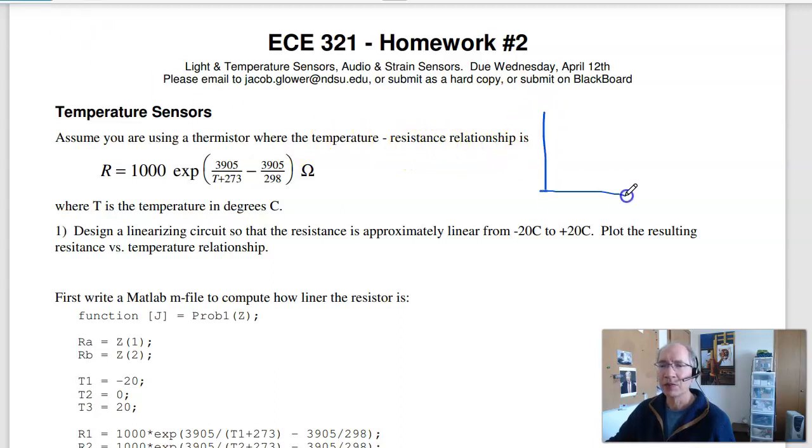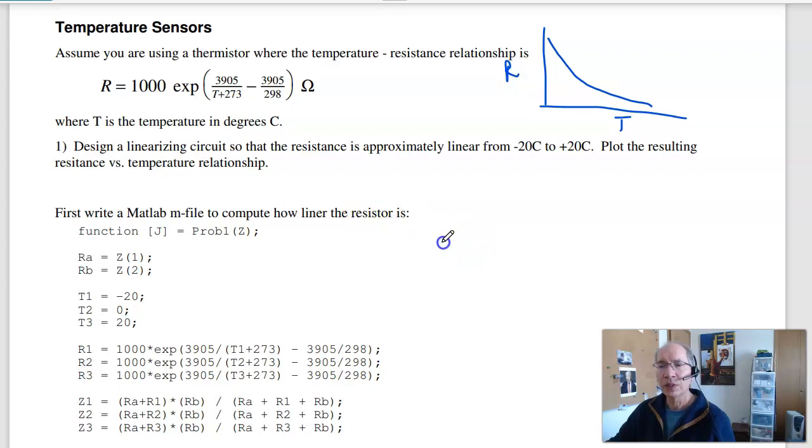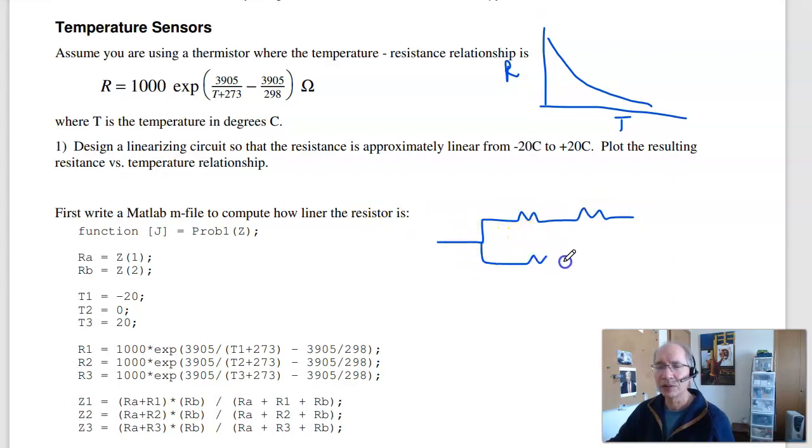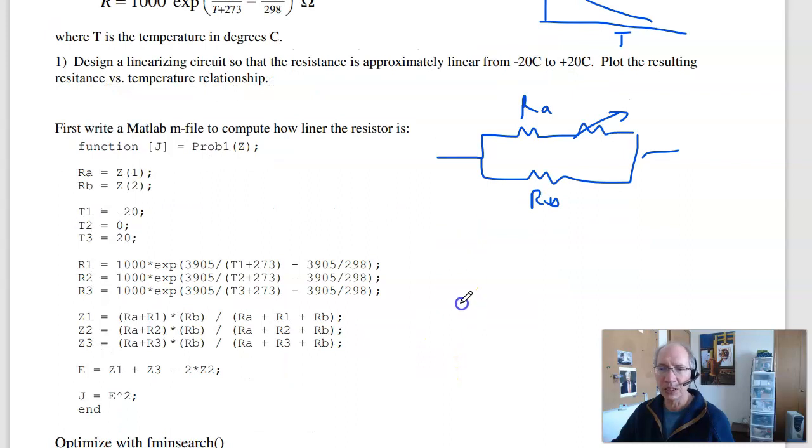Now, if you plot temperature versus resistance, this is highly nonlinear. What the linearizing circuit does is I add two resistors, kind of like this. So here's your thermistor. This one is RA. Here's RB. Find RA and RB so that the resistance is kind of linear between -20 and +20 Celsius.